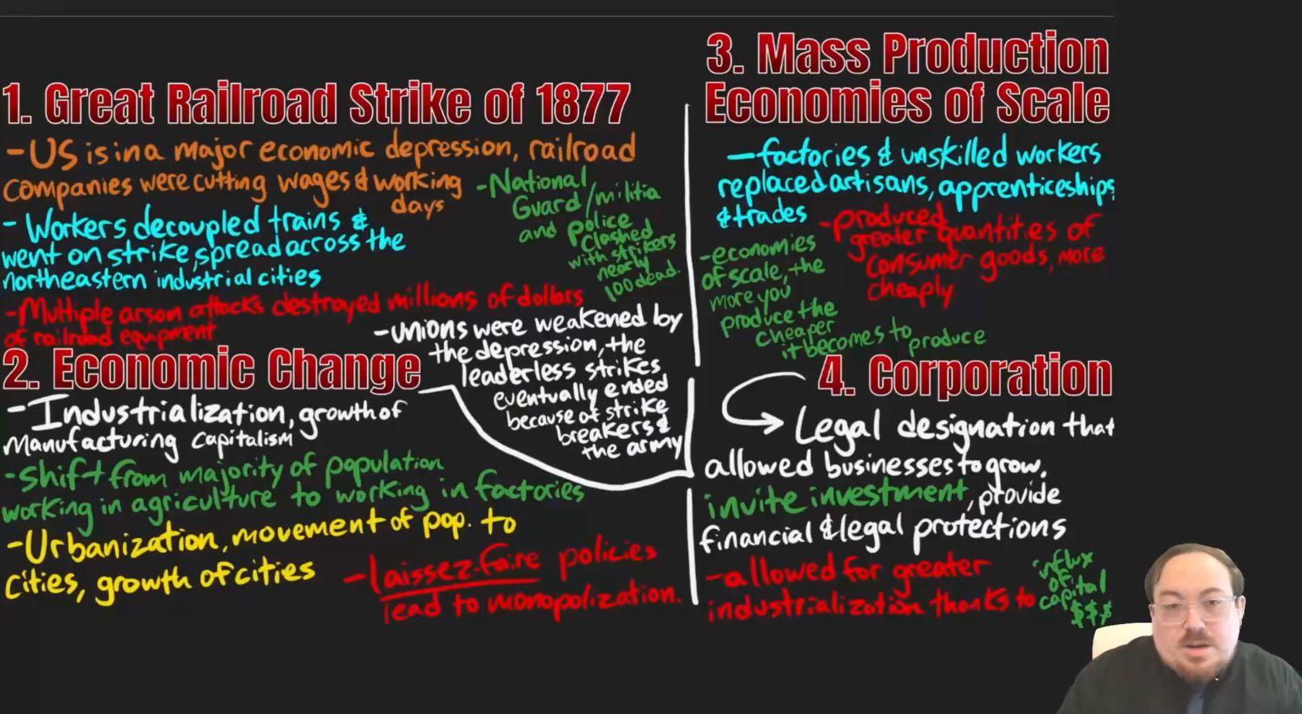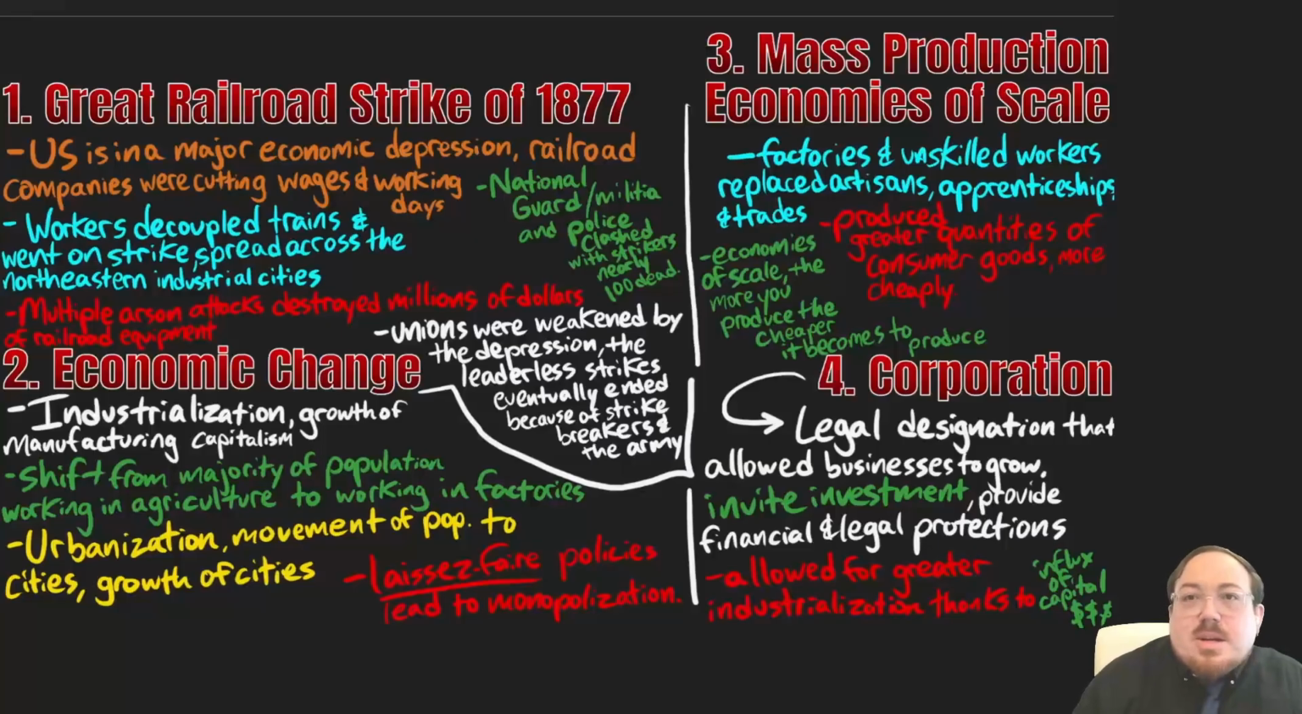Now, one of the things that this was in response to was our economic change, which is our second word. So we have industrialization, the growth of manufacturing capitalism in the United States. Started in Britain, moved over to the United States, heavily pushed by things like coal and the development of factory systems throughout, especially the Northeast, where we had a lot of material resources you need, like coal and iron.